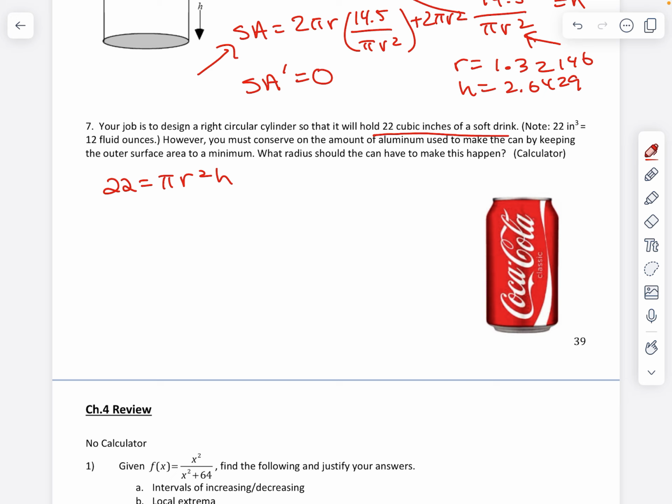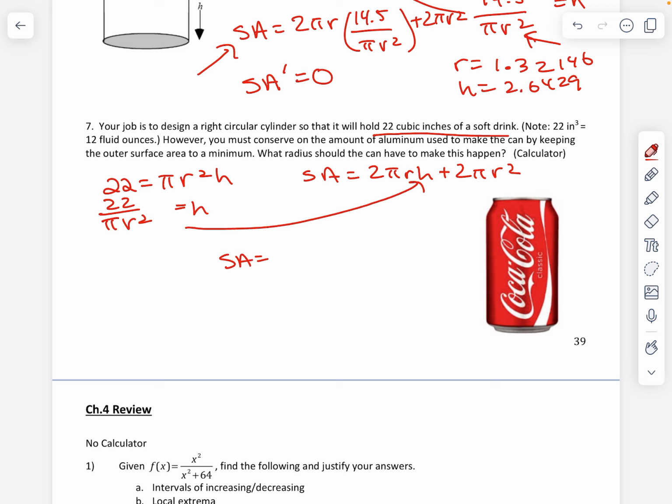And we want to conserve the amount of aluminum used to make the can. So we want to keep the surface area to a minimum. So we're going to use the same surface area equation that we had because it's still a cylinder. We have the same equations above. So this is just practice using your calculator. So I'm going to solve this for h again. Plug this in for h. So I have my surface area equation in terms of one variable.